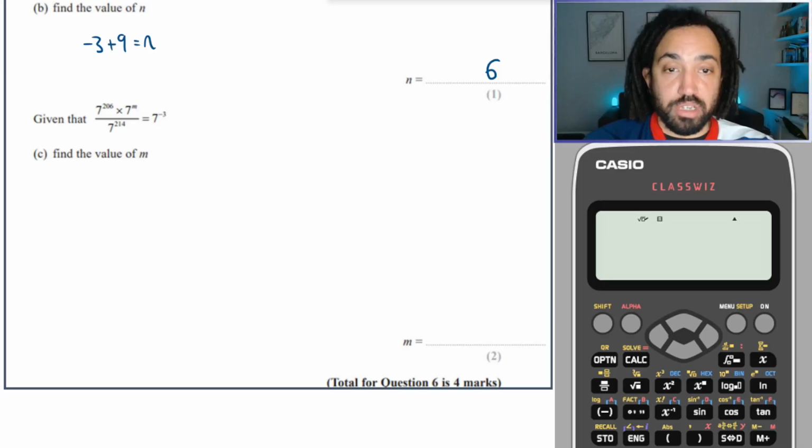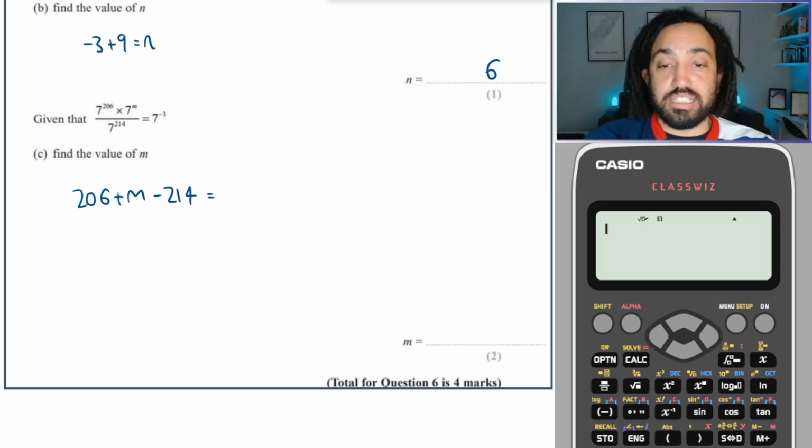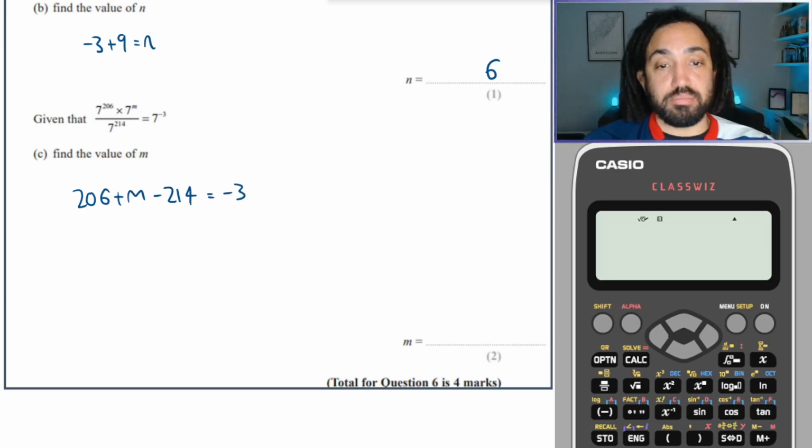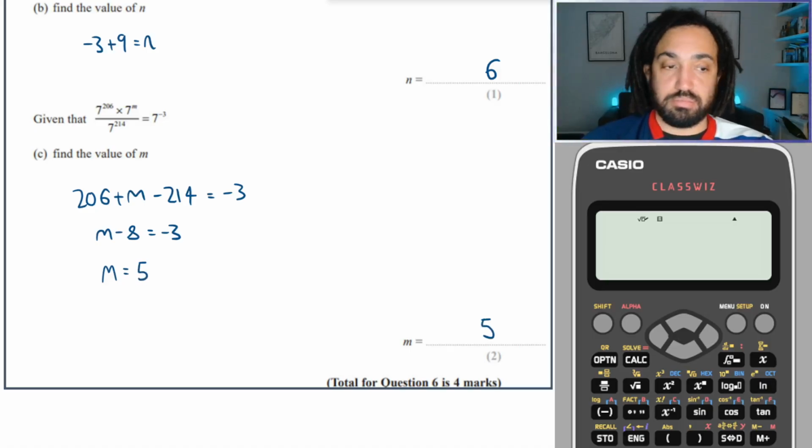Once again, we can form an equation here because we're going to add the powers on the top line, and then we're subtracting the one on the bottom there. And that is going to give me minus 3. 6 minus 14 is minus 8. So m minus 8 equals minus 3. So add the 8 to both sides. That will give us 5. Job done.